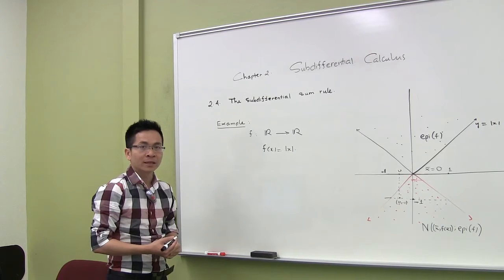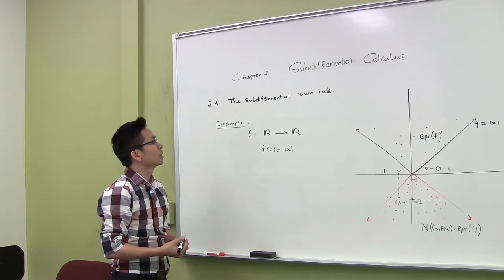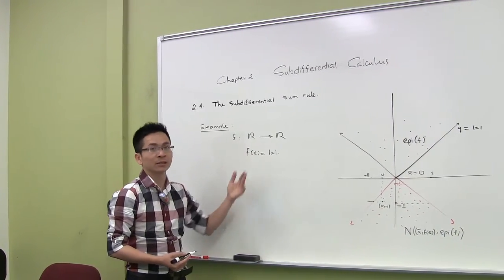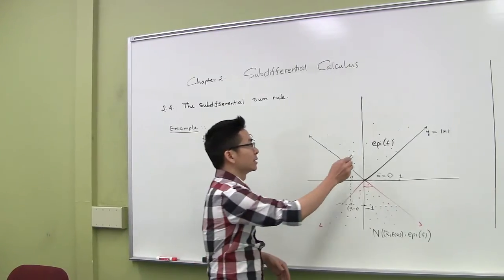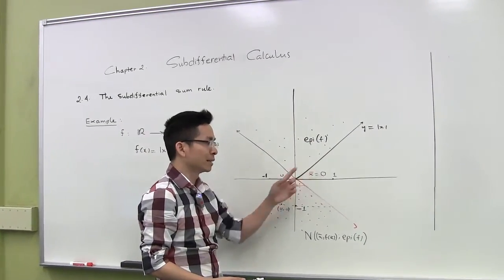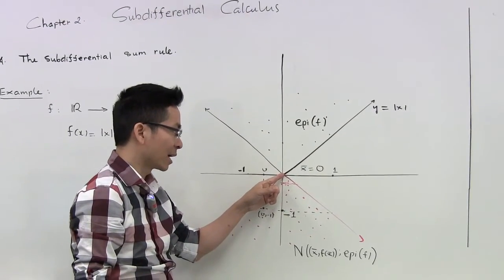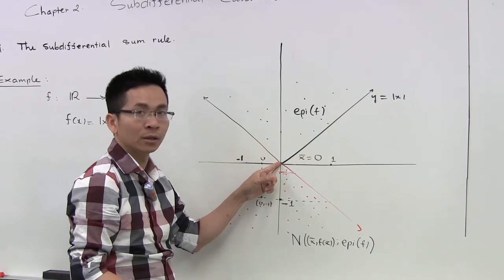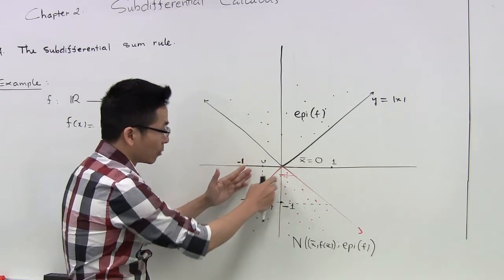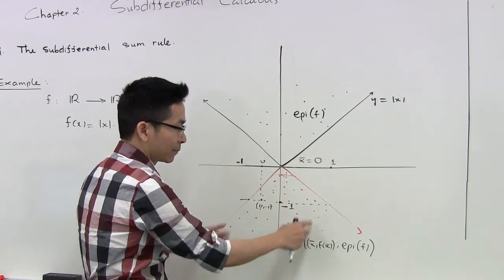In order to better understand the proposition presented earlier, we are going to go through an example. Consider the absolute value function. As we can see here, this is the epigraph of the function. And the point x bar in this situation is 0. So x bar, f of x bar is the origin 0, 0. And this is the normal cone to the epigraph of the function f at x bar. Okay?